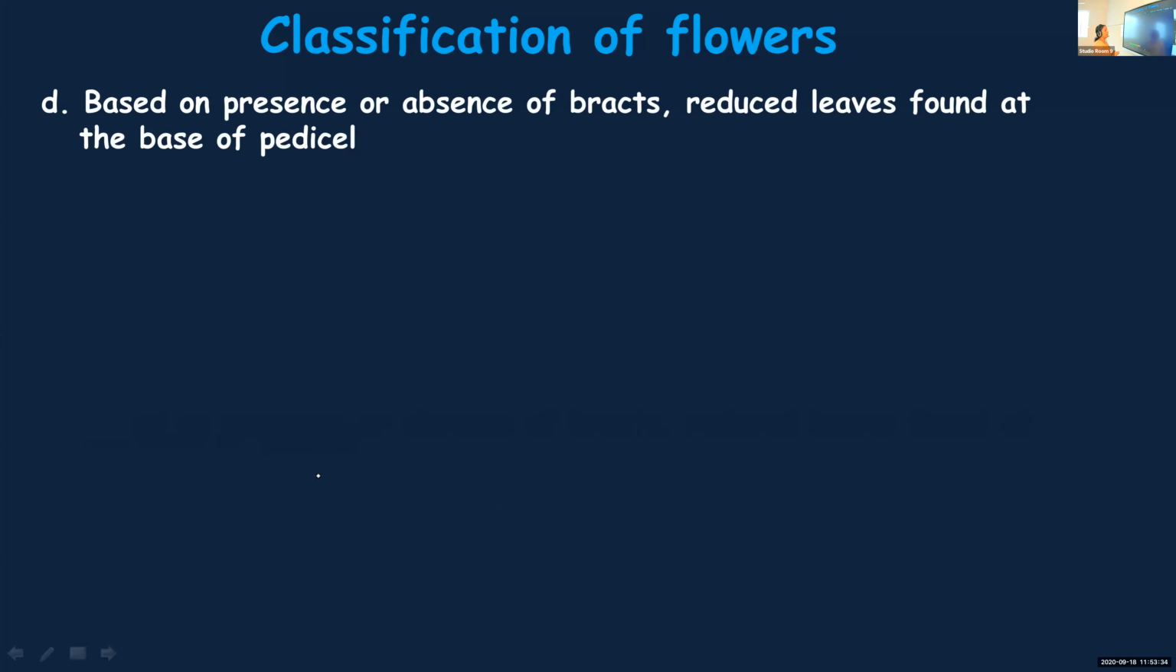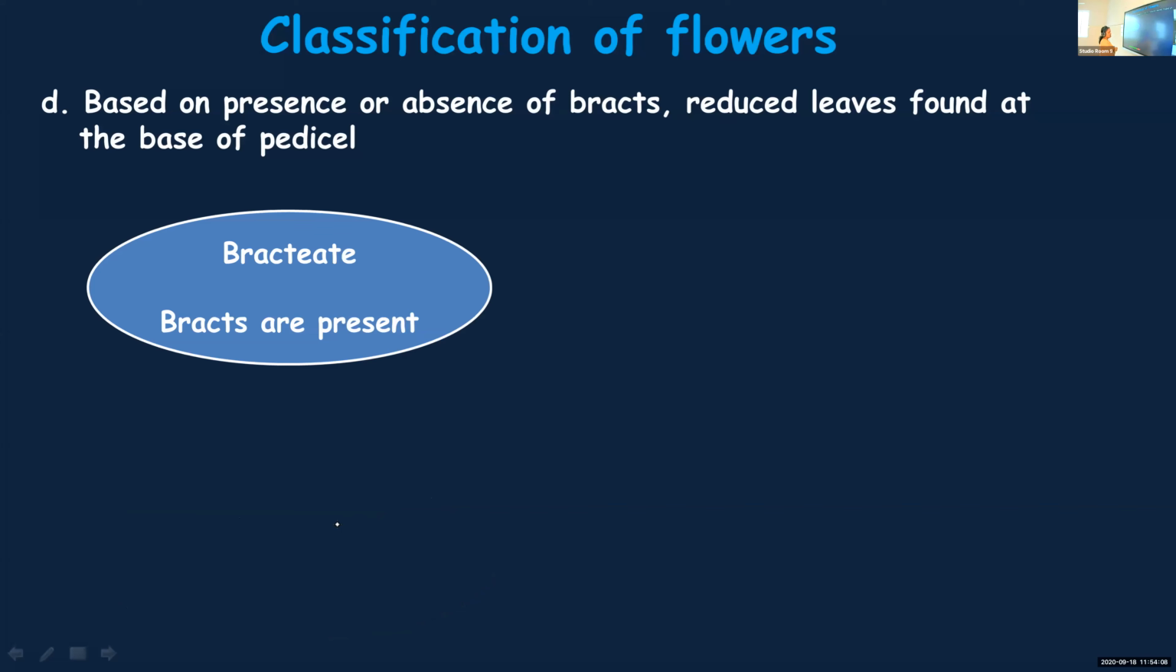Now next is based on the presence or absence of bracts. Bracts are reduced leaves which are found at the base of the pedicel. Already you learned what is pedicel. Pedicel is the stalk with which the flower is attached to the stem. These reduced leaves can be either green in color or brightly colored. I'll show you both examples. Based on whether bracts are present or absent, you can classify flowers into bracteate flowers and ebracteate flowers.